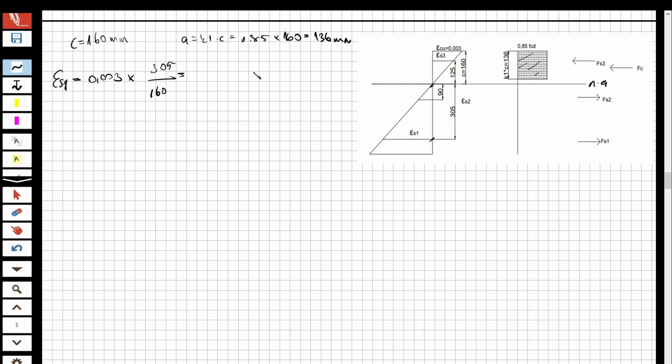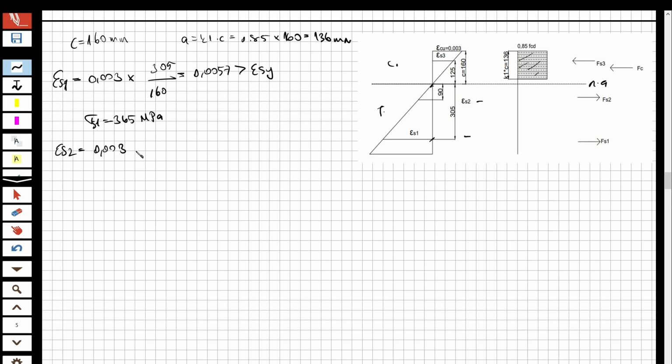And this is going to be equal to 0.0057, and this is greater than epsilon sy. So the stress for the first one is going to be equal to 365 megapascal. But look here, this is the tension area and this is the compression area, because above the neutral axis is compression and below the neutral axis is tension. So this is going to be negative, and this is going to be negative, okay? This is negative. Now let's do it for the second one.